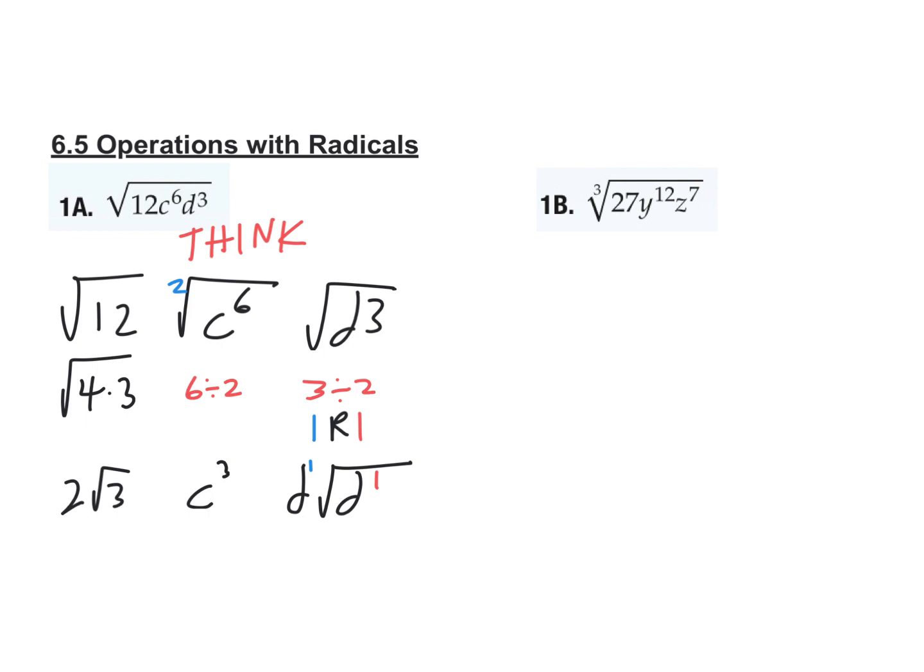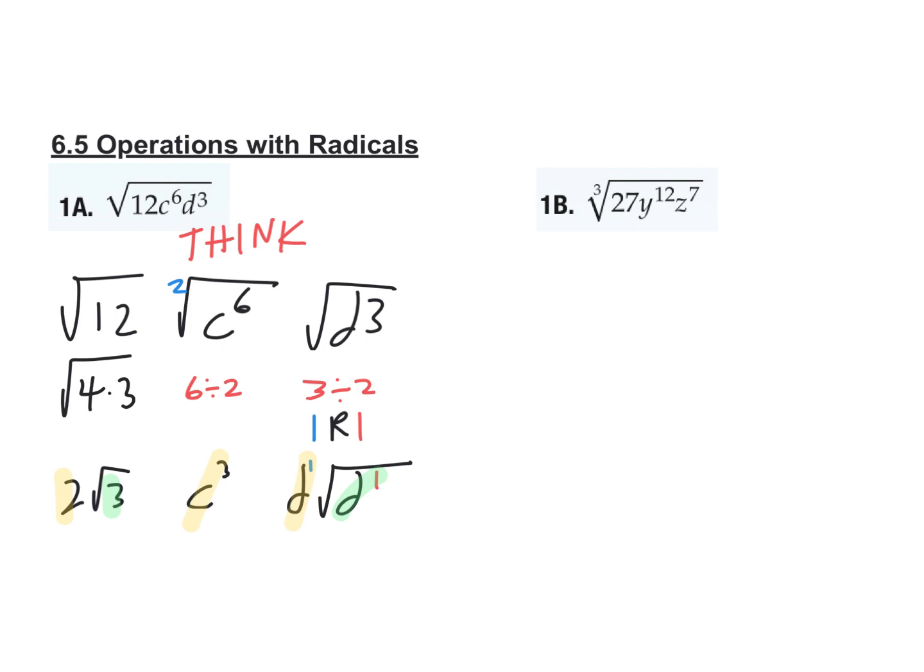Okay, so that's the new part of this, is when the power on the variable does not divide evenly with the index. And that's going to happen. Okay. Now, from here, I can just really smush the outsides together, smush the insides together. So that's what I'm going to do next.